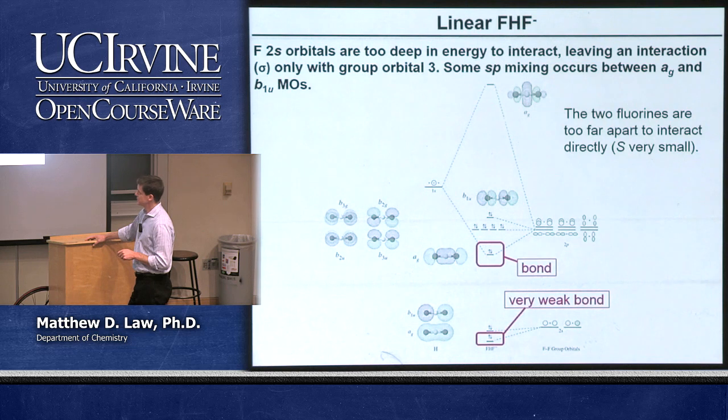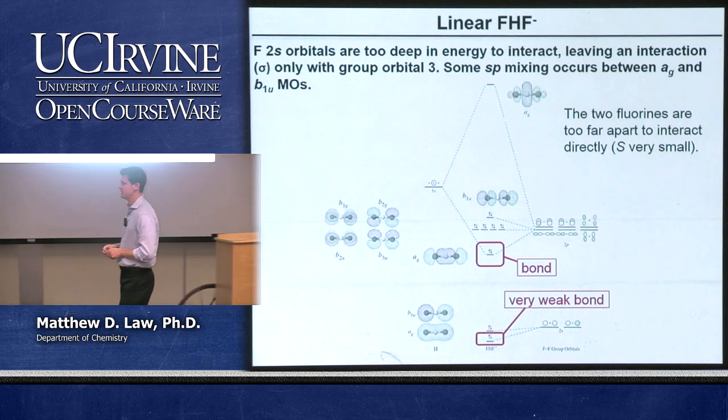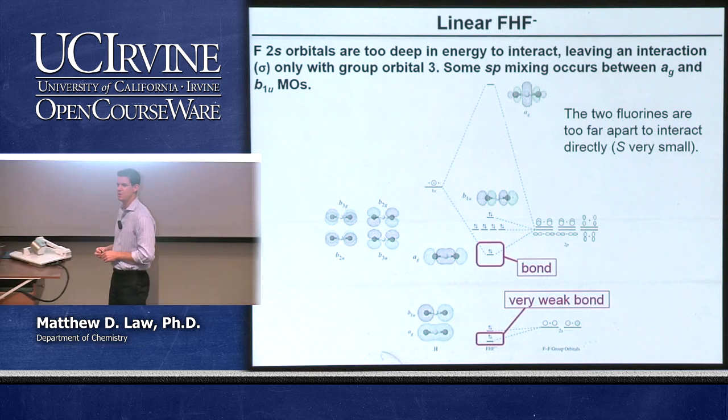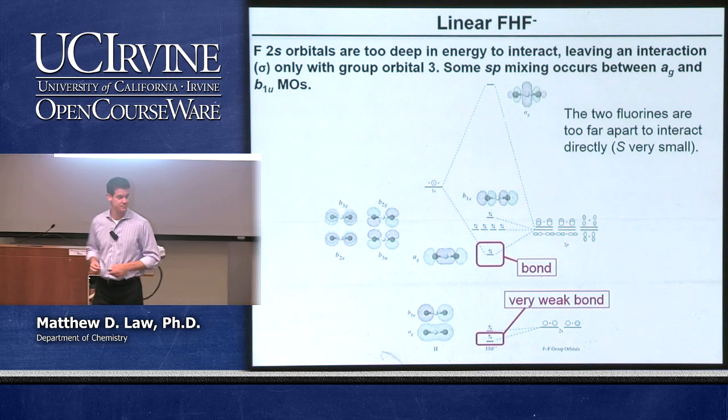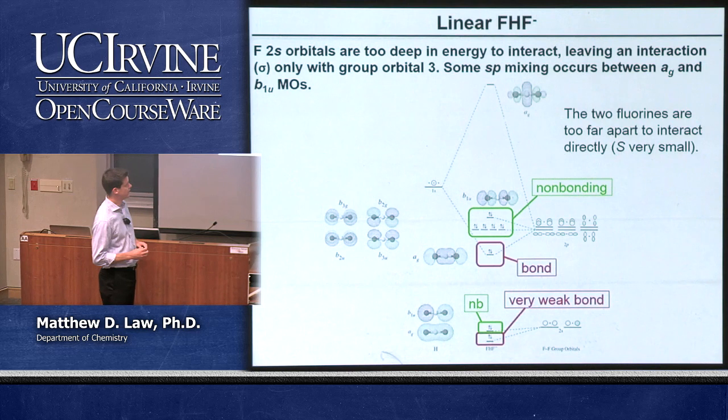What does this tell us about the bonding in this particular ion? Well, we have one strong sigma bond. We have something that we can consider a very, very weak bond. So how many bonds does this ion have? It has 1 plus delta. Okay, it has 1 plus some small amount. We also then have non-bonding. The others are all non-bonding.